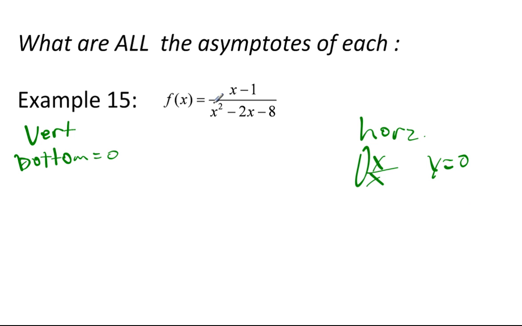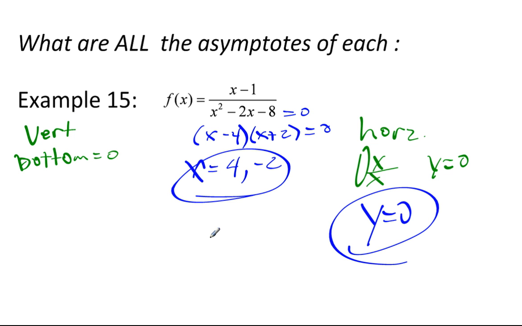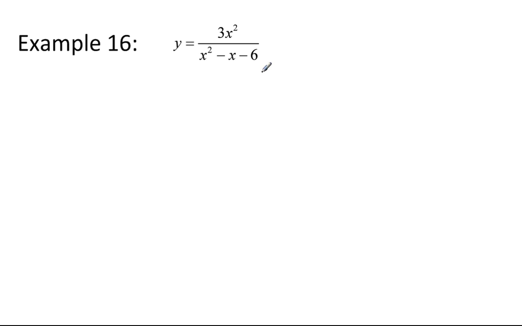In this particular case, the bottom power is bigger, so y equals 0 is going to be the way we go for our horizontal. The vertical one, we have to put this equal to 0 down here, which means, again, we have to factor. So x minus 4, x plus 2, giving us x equal to 4 or negative 2 as our two vertical asymptotes.